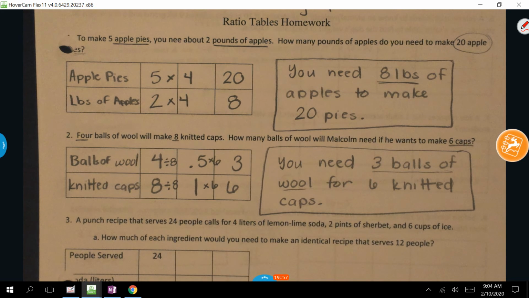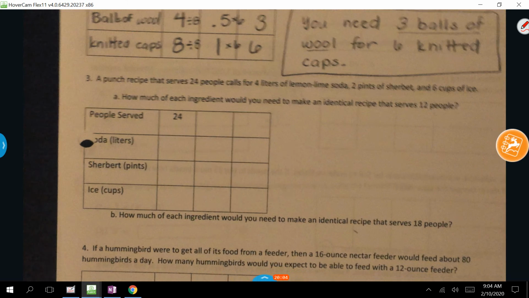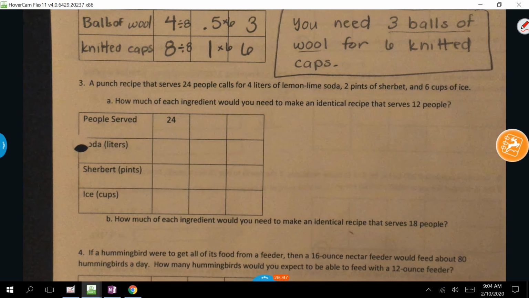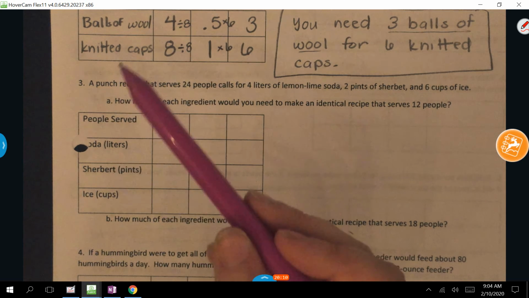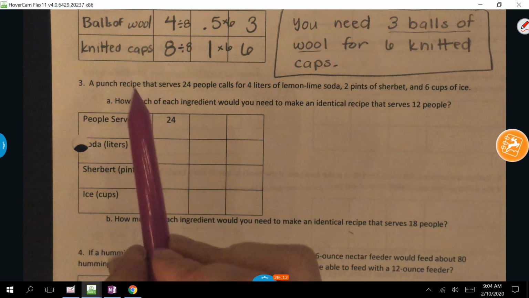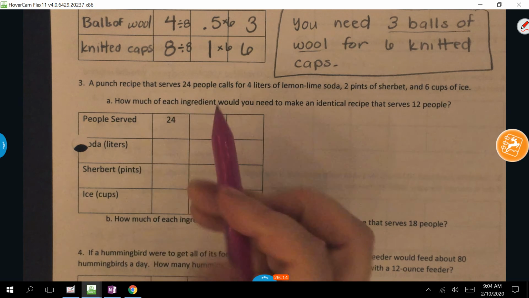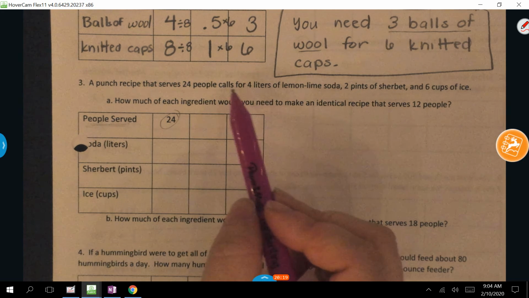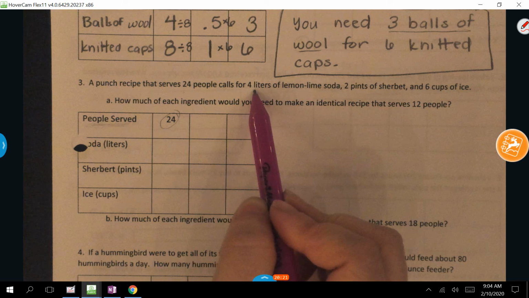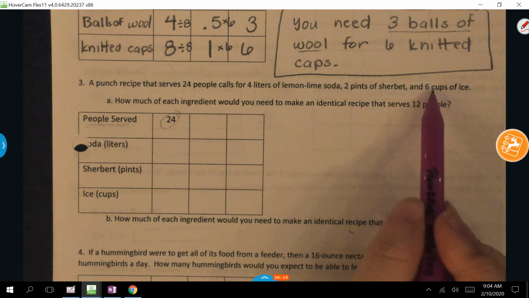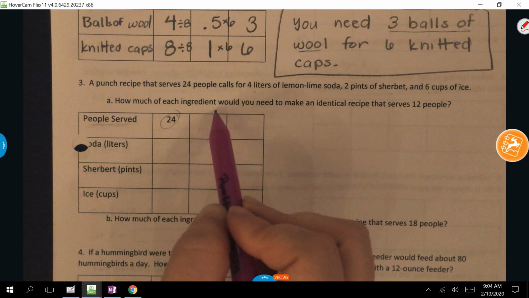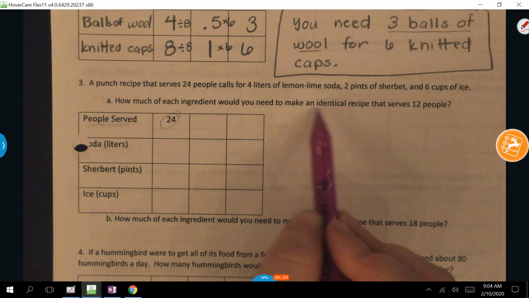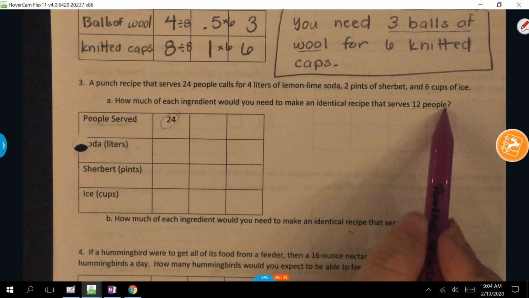Okay. Questions about number 2? All right. Now, number 3 is a little bit longer. It's a much bigger chart, but it's going to be the same concept. All right, and this one's already labeled for us, so that's nice. It's already got its labels. A punch recipe that serves 24 people, and I can see here's my 24 because that's talking about how many people are served, calls for 4 liters of lemon lime soda, 2 pints of sherbet, and 6 cups of ice. How much of each ingredient would you need to make an identical recipe that serves 12 people?